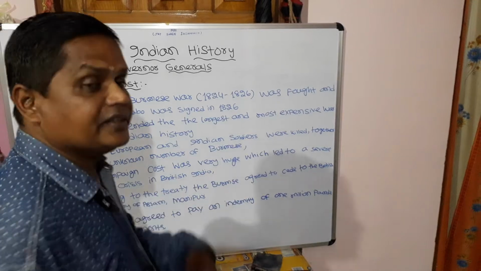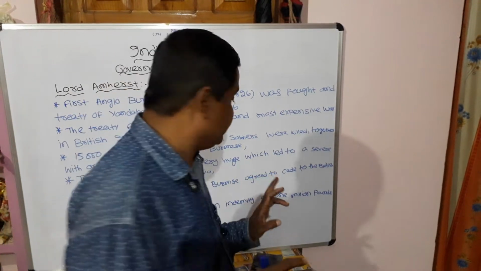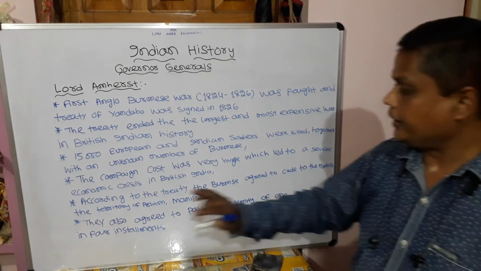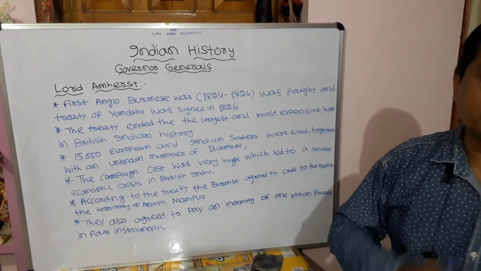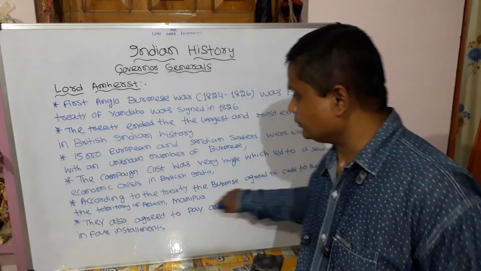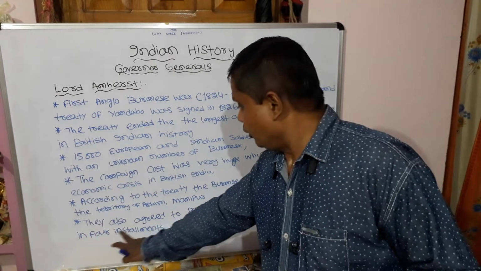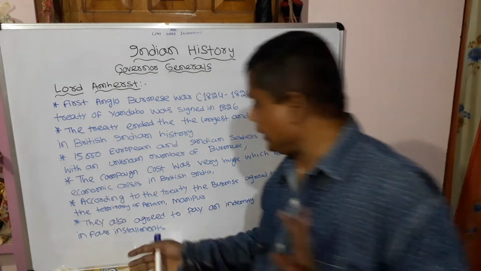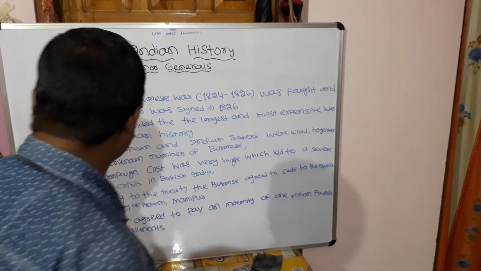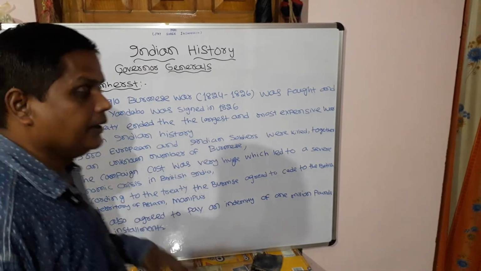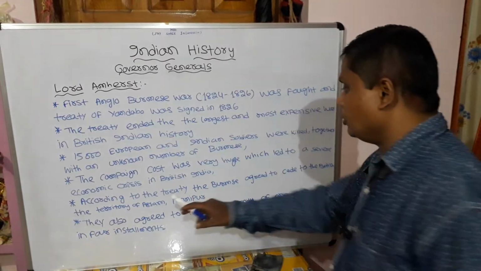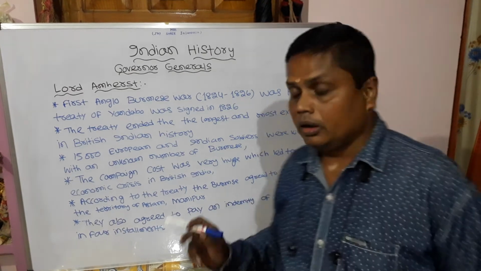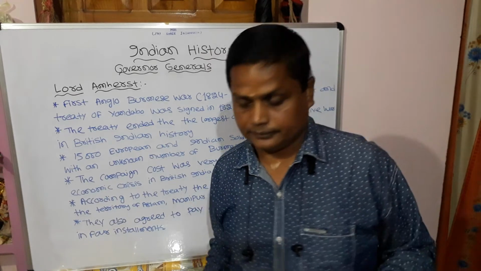According to the Treaty, the Burmese agreed to cede to the British the territories of Assam and Manipur. They also agreed to pay an indemnity of 1 million pounds in 4 installments.